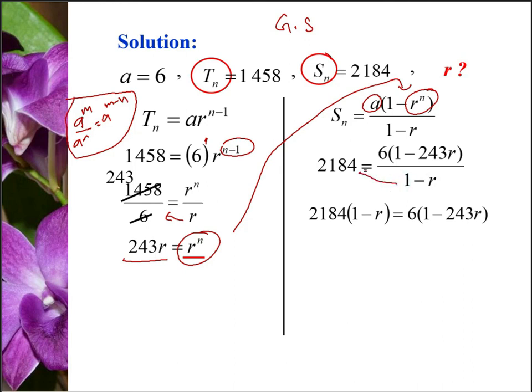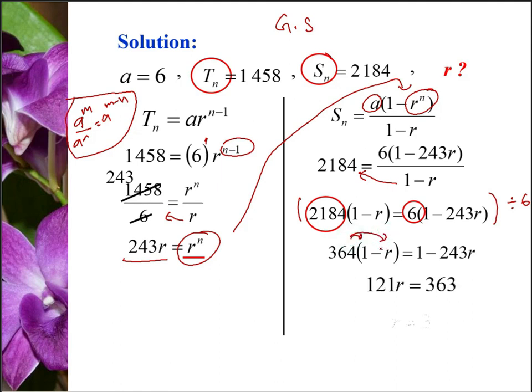You can simplify this further by dividing everything by the number 6. Because you can divide 6 to the left side and you will get 364. It is helpful for you to simplify the equation first before you solve this, so that you don't deal with large numbers. Next, just expand this number and solve until you find the value of r, and r is equal to 3. Okay, thank you for watching.